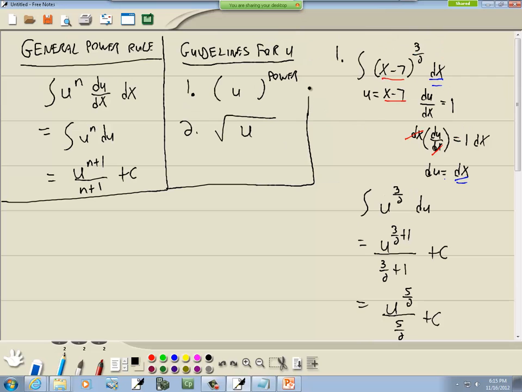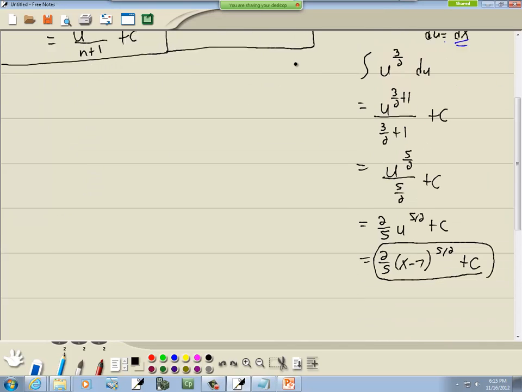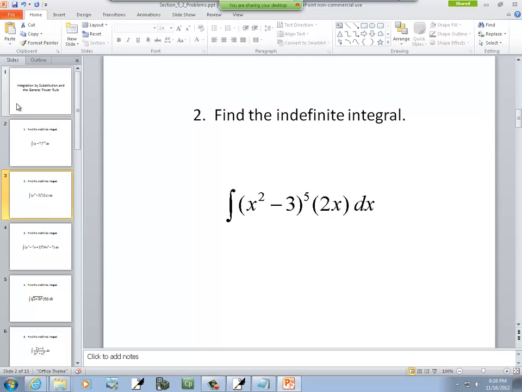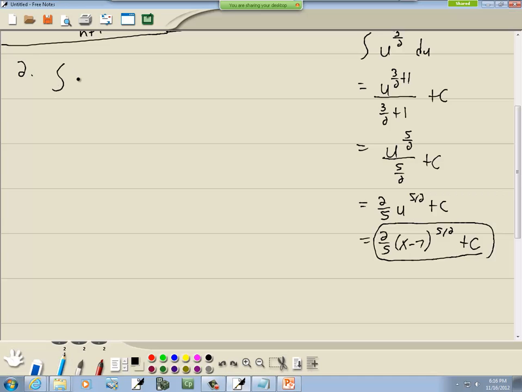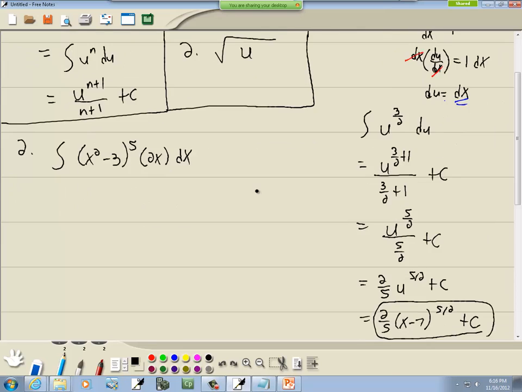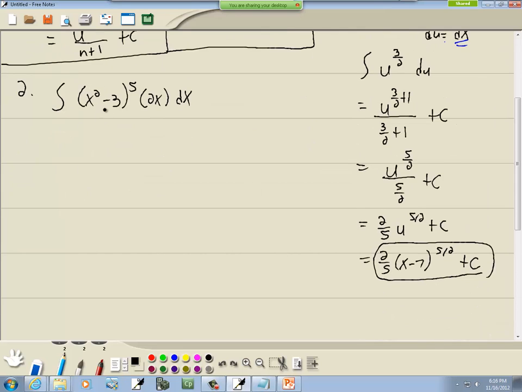Let's take a look at another problem. The integral of x squared minus 3 to the 5th power times 2x dx. Now remember our guidelines. We said let u equal what's inside if you've got parentheses to a power or if you've got a radical. Well, we've got parentheses to a power here, so we're going to let u equal what's inside the parentheses. So u is equal to x squared minus 3.